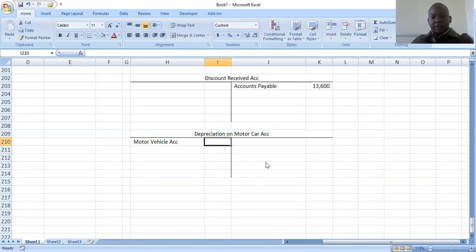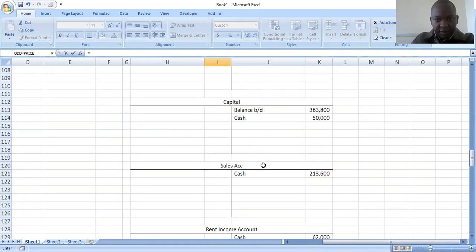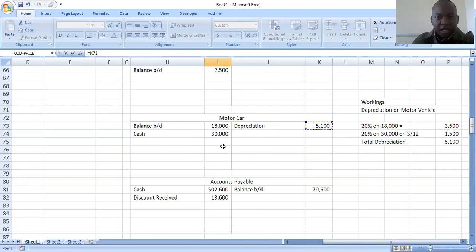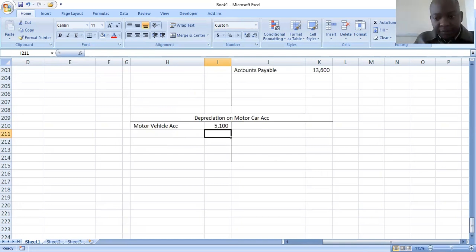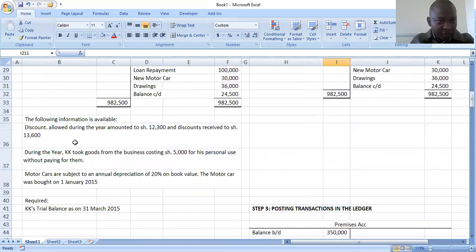On motor car, the amount is 5,100. So debit the depreciation on motor car account. So I believe I have exhausted all the additional information.